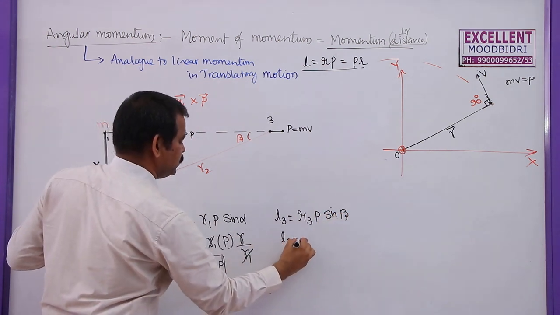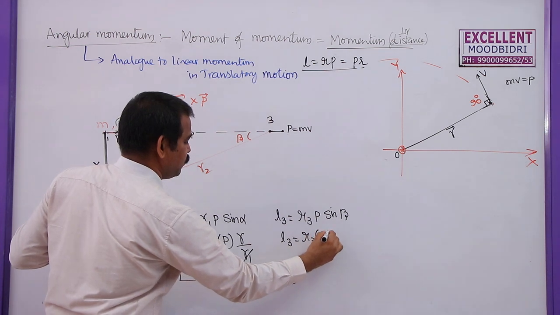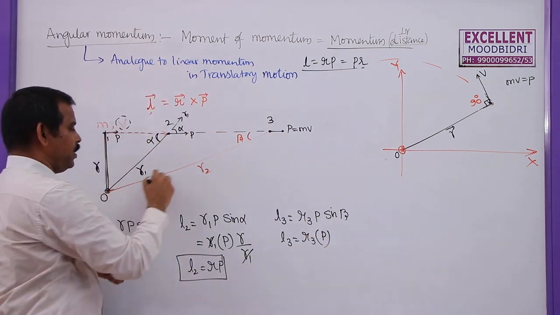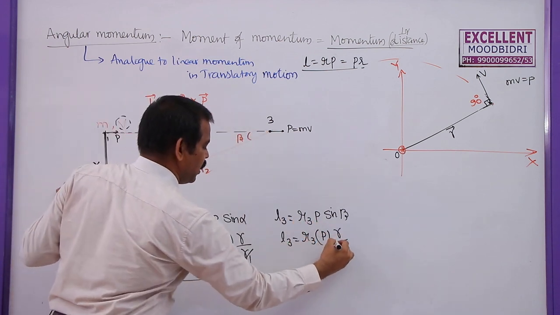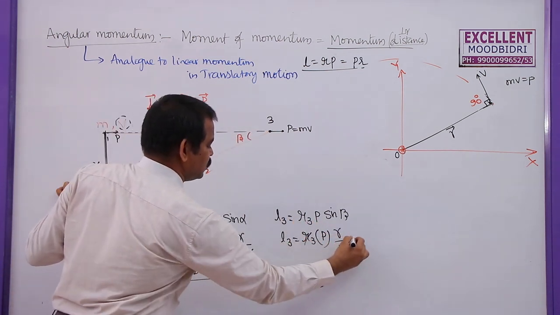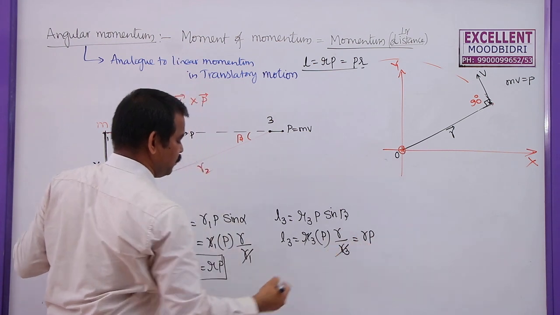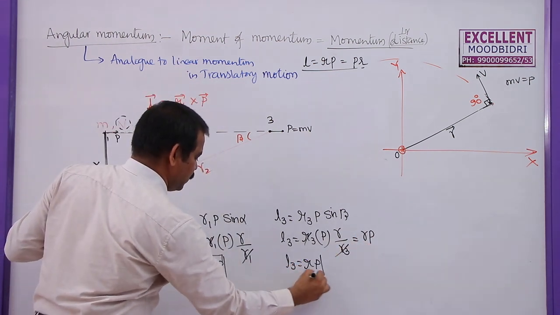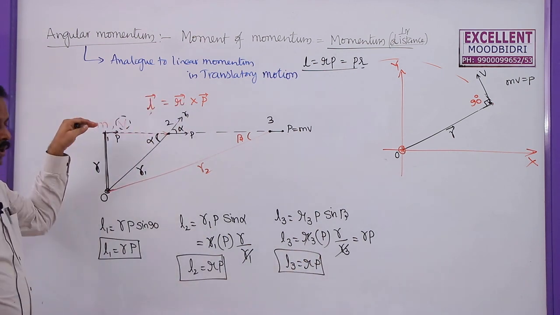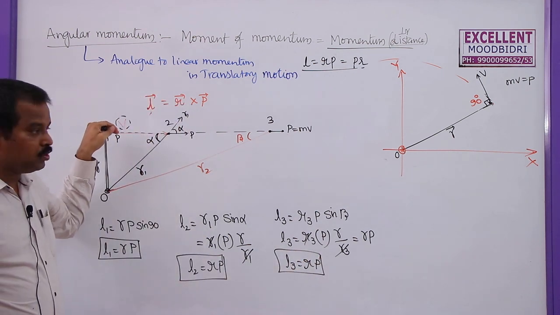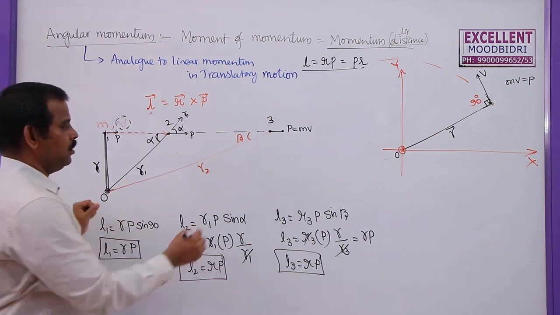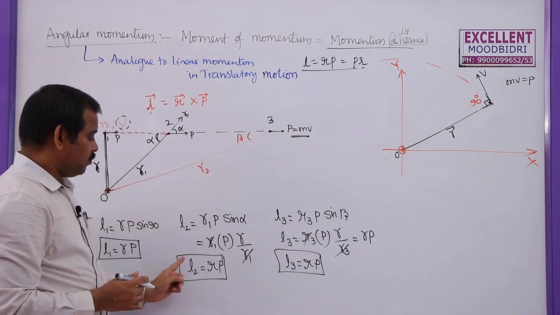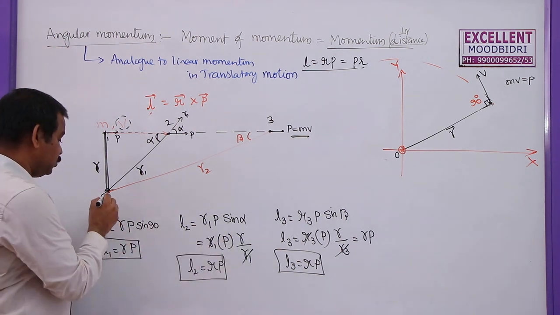So L3 is given by r3 into p into, what is sine beta? Once again, opposite side by hypotenuse, which is given by r by r3. So these two get cancelled. This is r p. So L3 is also given by r p. You can see that when the particle is moving with constant velocity or constant linear momentum, the angular momentum is also not changing about this point.